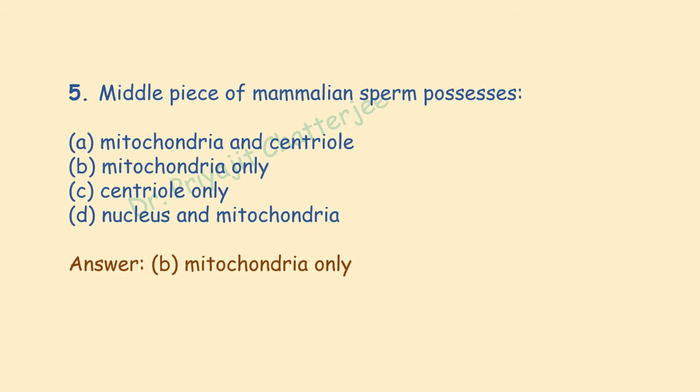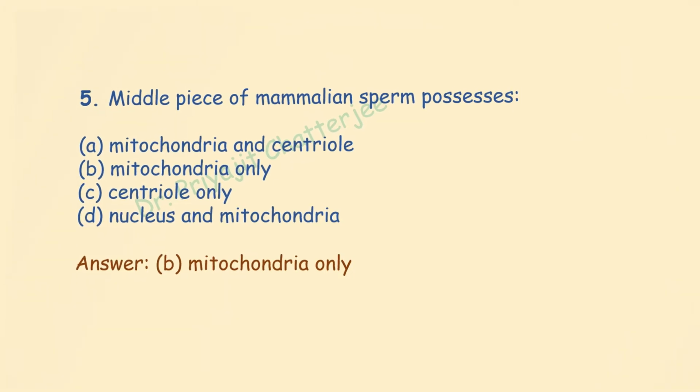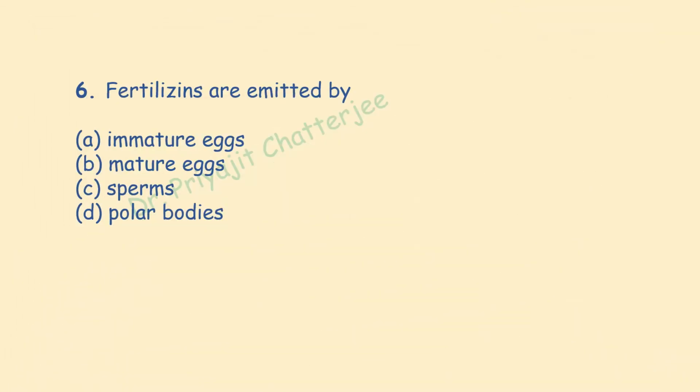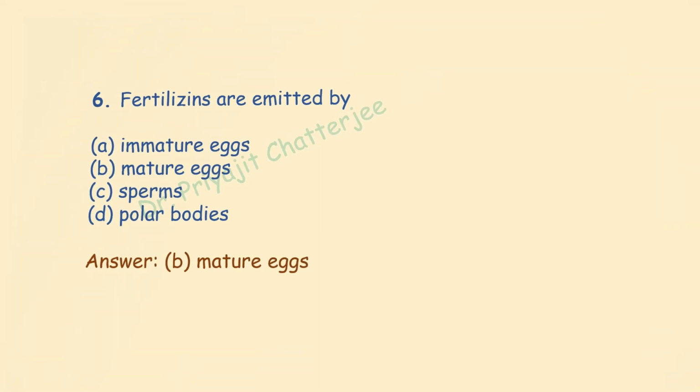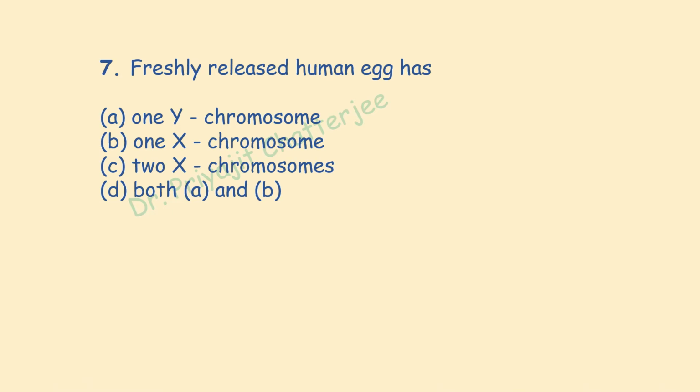Now we'll go for the next question. Fertilizins are emitted by. We know that mature eggs contain an outer jelly coat that is gelatinous and secretes chemoattractive substances such as fertilizin that allow egg sperm reactions. So here the correct answer is mature eggs. Now we'll go for the next question.